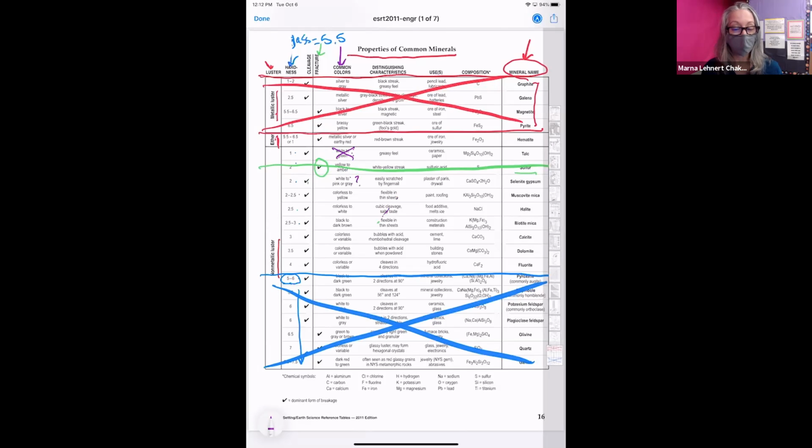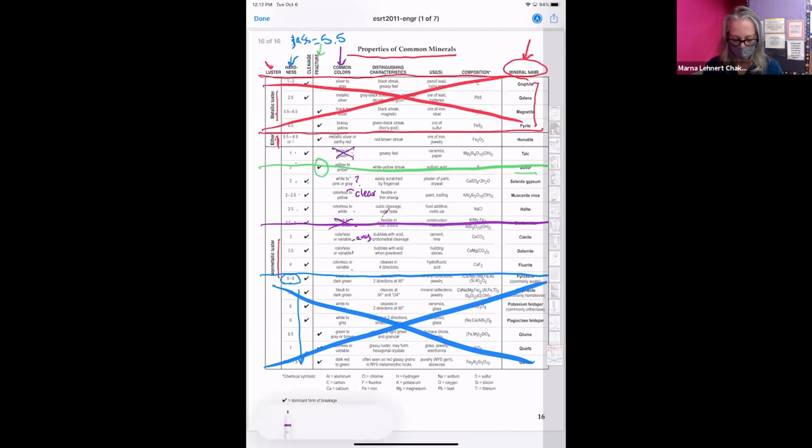Colorless to yellow. Colorless means clear. So it could be this mineral. Colorless to white, it could be that one. Black to dark brown, ooh, no way. It's definitely not a dark brown or a black, so I can eliminate that one. Colorless could be clear. Variable just means any color, okay? And then all the rest of them are colorless or variable. So color didn't really help us that much, but we kind of knew that was going to happen, right? Because color is not a real reliable property.